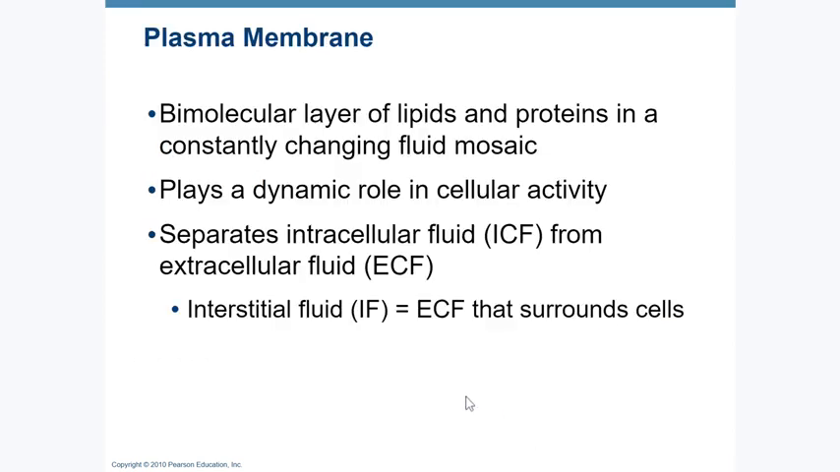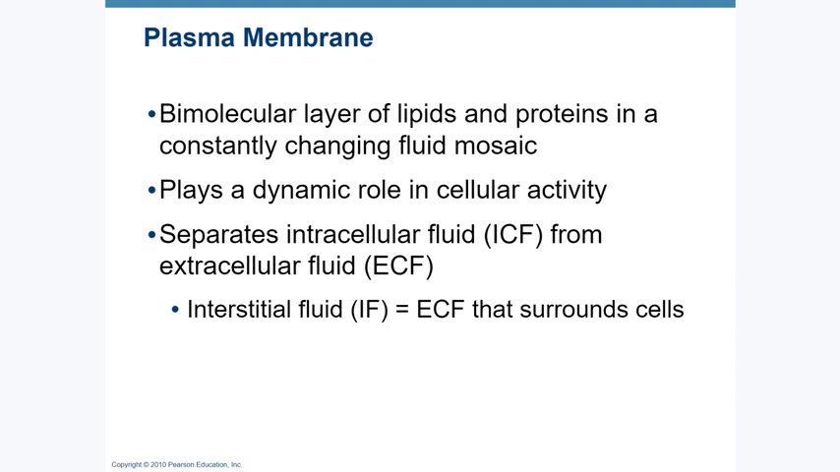So the first thing we're going to talk about is the plasma membrane, and that is a bimolecular layer of lipids and proteins in a constantly changing fluid mosaic. So they like to brush past each other and move, kind of making this fluid model. It's almost like a meshwork. It plays a dynamic role in cellular activity, so it helps bring things in and out of the cell. It also helps separate intracellular fluid from extracellular fluid. So it keeps the inside stuff in, the outside stuff out.